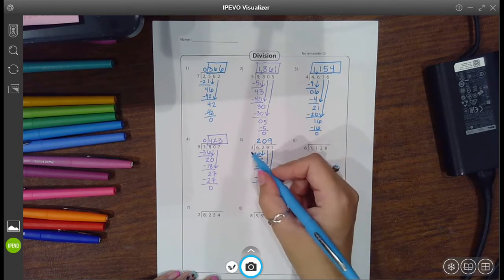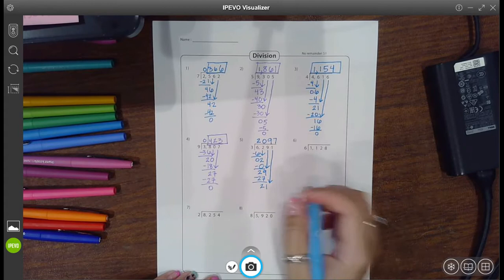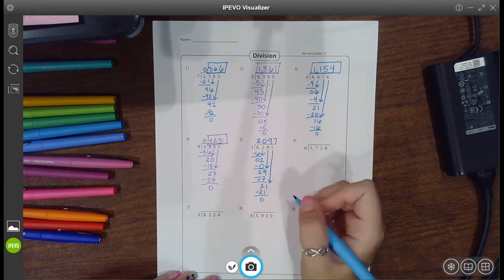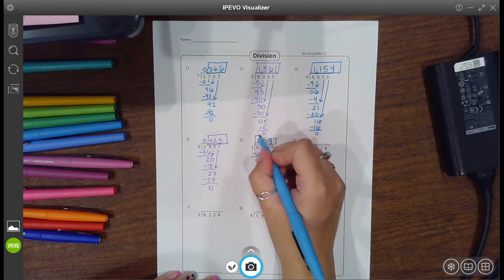Okay. 3 goes into 21 7 times. And when you subtract that, you get 0. So it went in evenly. My final answer is 2,097.